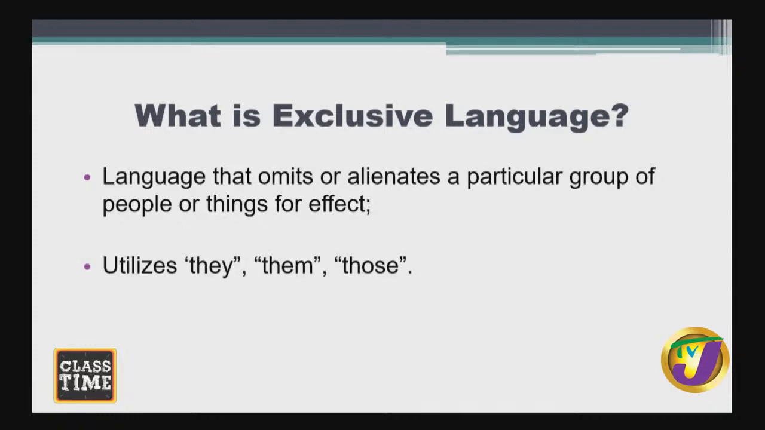So the pronouns you use here, instead of the we and the our and the us, you're going to use the they and the them and the those, and you're going to emphasize the they and the them and the those to show that whoever you're trying to convince must not be part of the they or the them or the those.